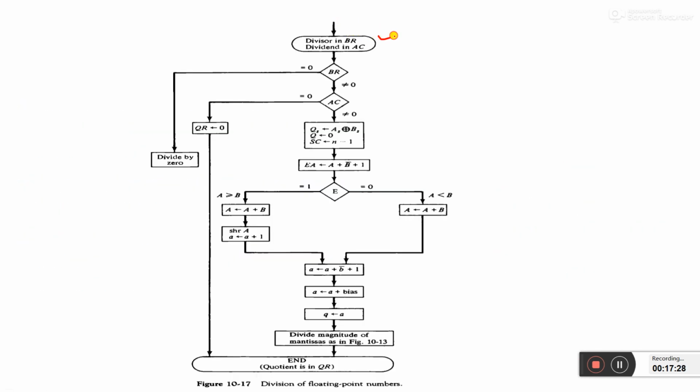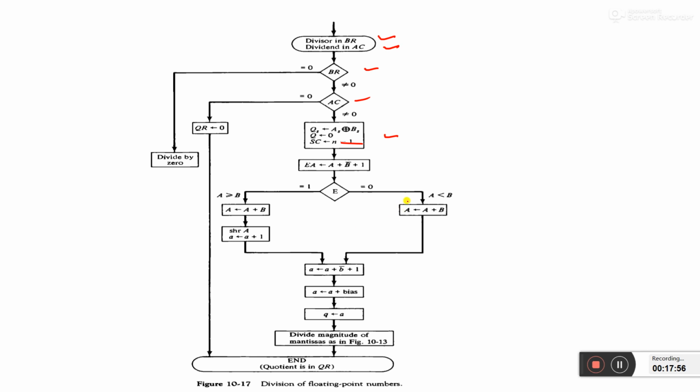So the divisor is in BR, the dividend is in Q. So it will check for BR and AC. If both are not equal to 0, then it will go to the next operation. Again, the AC will be 1, and now the operation is somewhat the same. You can see that if E is Y is 1, that means A is greater than B and it is not possible, then shift left will happen.